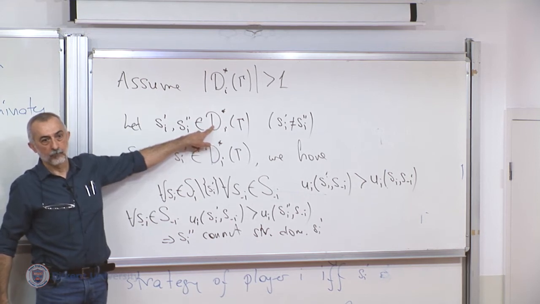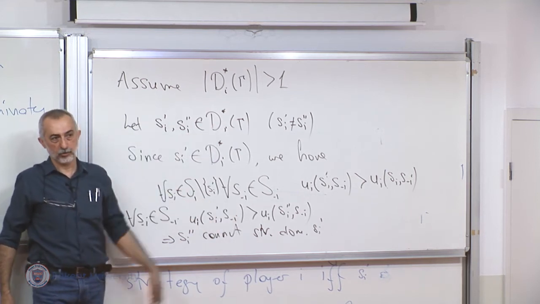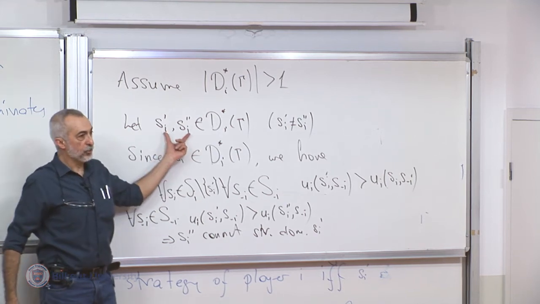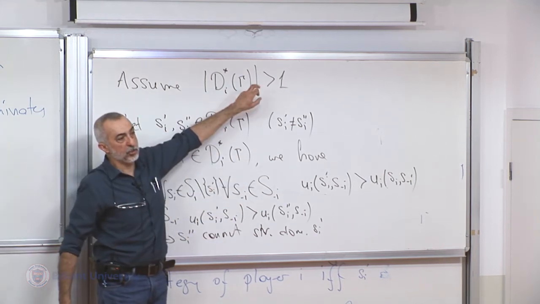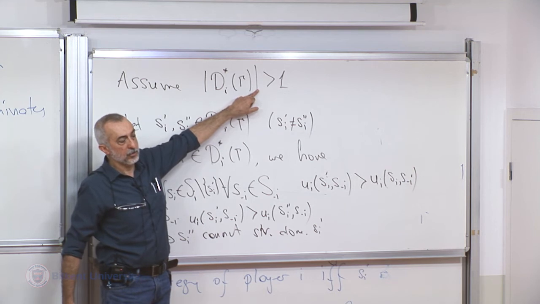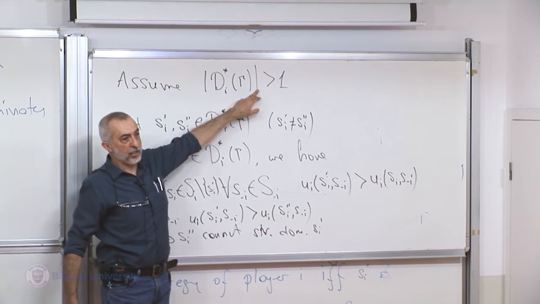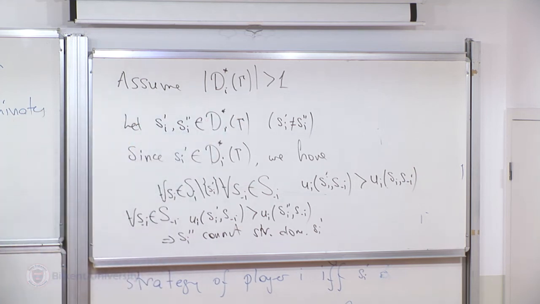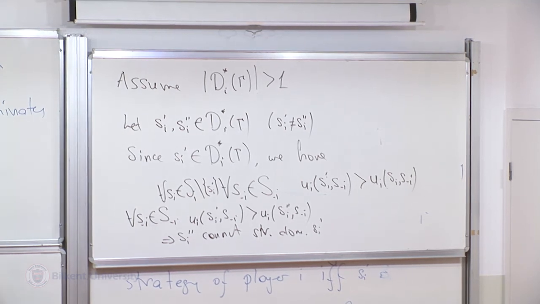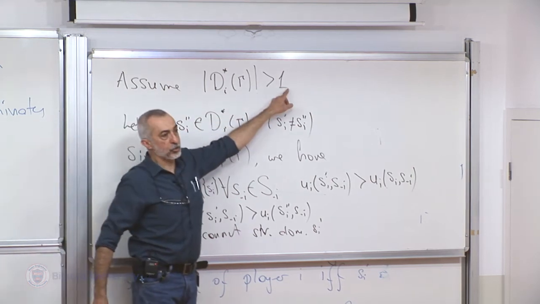Okay? So we have arrived at a contradiction. Hence, how did we arrive at that contradiction? By assuming that this is the case. So it means that in any game, any player can have, if this is false, what is true?